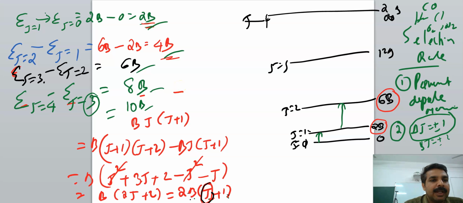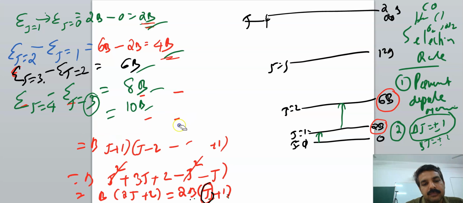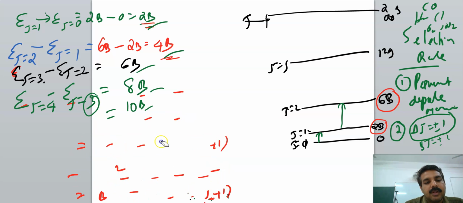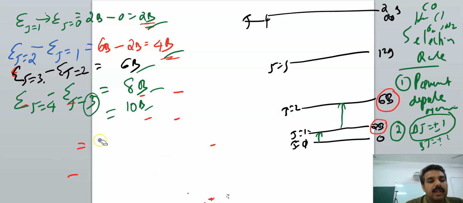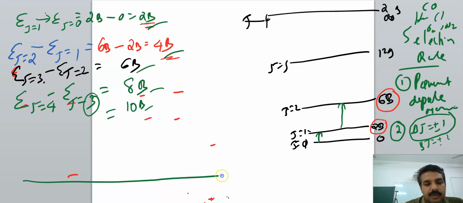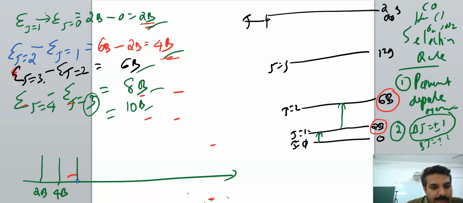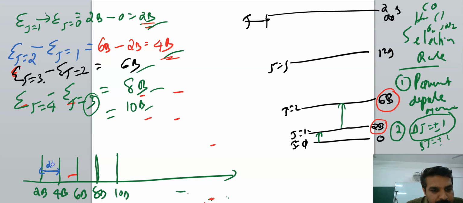So the lines will be like this. You can see here, in rotational spectra, the first line is at 2B, the second line is at 4B, the third line is at 6B, the fourth line at 8B, the fifth line at 10B, and so on. That means the difference between the lines is 2B, this is also equal to 2B, this is also equal to 2B. That means rotational transitions are equally spaced.